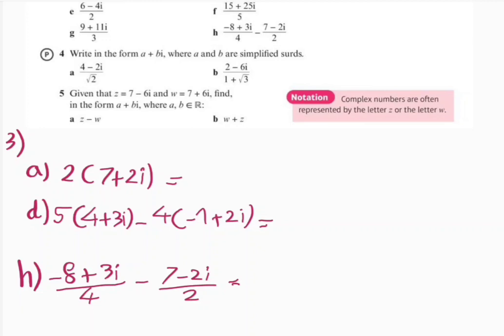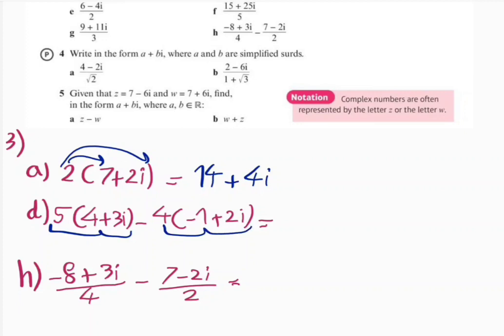So in a, we have 2 times (7 plus 2i). So we simply need to expand this. It's like distribution. So we distribute 2, and 2 times 7 is 14, and 2 times 2i is 4i. And that's it. Next, let's start by working out each of these first, then we can add and subtract the real and imaginary numbers.